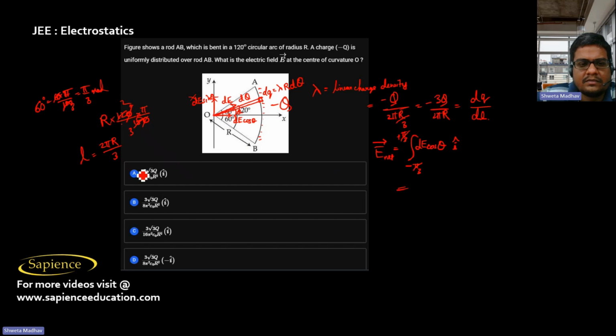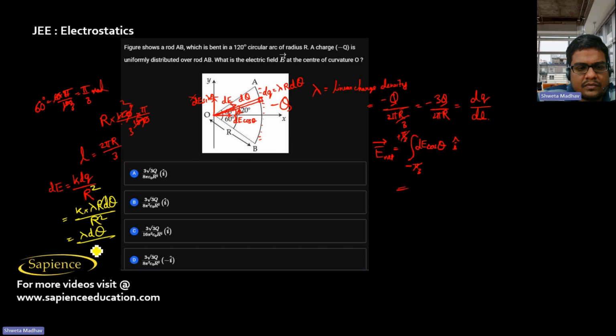And dE will be equal to k dq by r square, which is k into dq, that is lambda r d theta, by r square. R will cancel, so this is lambda d theta by 4 pi epsilon naught r.